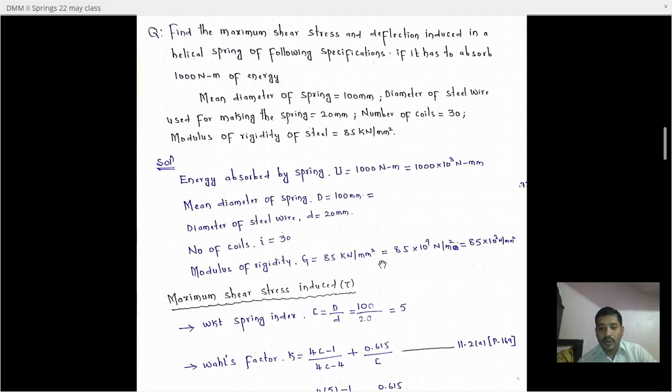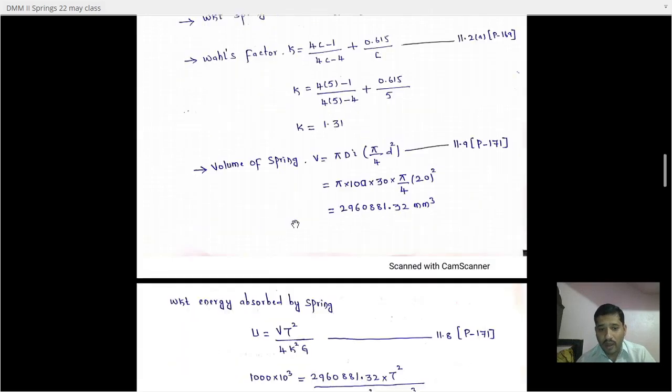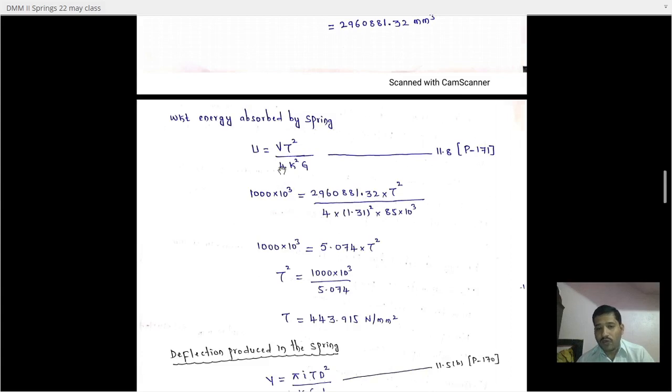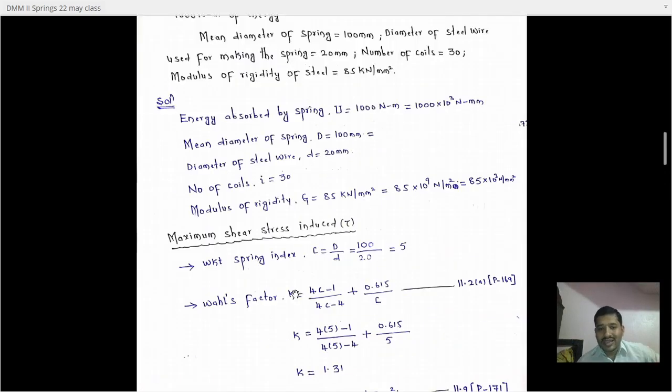Is it right? After that, what do we need to find out? First of all, we need to find out the spring index. Our main intention is to find out the maximum shear stress formula. So we need to find out the maximum stress formula. Is it right? Because we don't know the value of tau, as well as we need to find out the value of K, and also the value of V. So for that reason, I am using the formula of spring index.